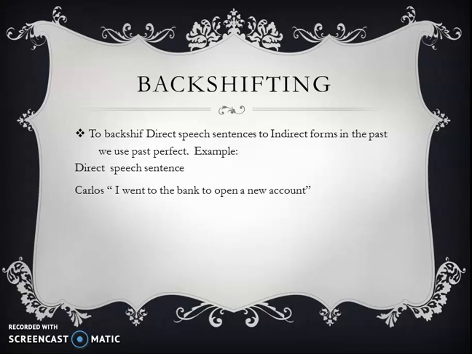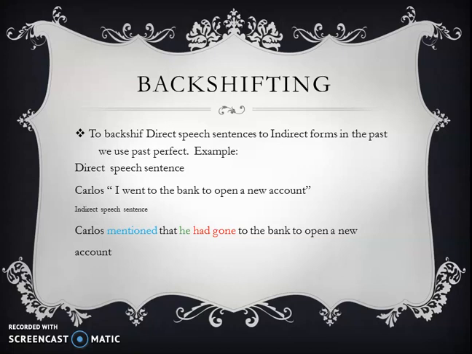We have Carlos. He literally said, "I went to the bank to open a new account." You can see, guys, the verb is in past. I'm using this simple example so you can have an idea clearly. If we use the indirect speech sentence, I transfer it like this: Carlos mentioned that he had gone to the bank to open a new bank account.